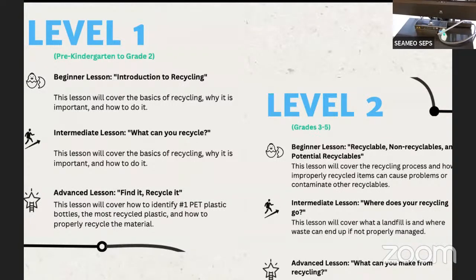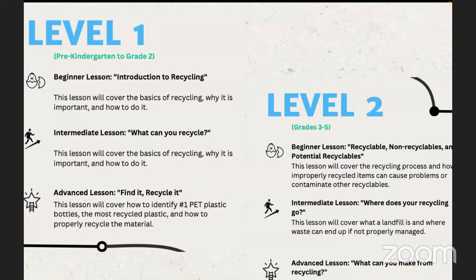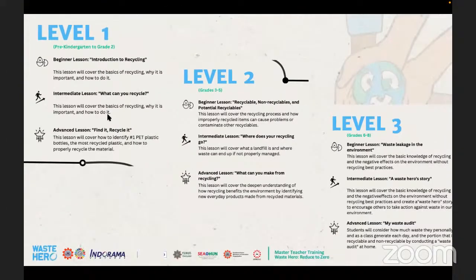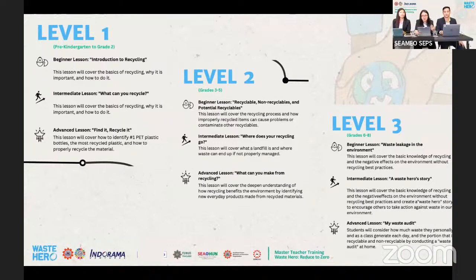Okay. And now I think all of us understand the components and details of our teaching packet. We have 19 lesson packets. We have 3 lessons across basic, intermediate, and advanced levels. And we have 5 languages for this teaching packet for all of you.